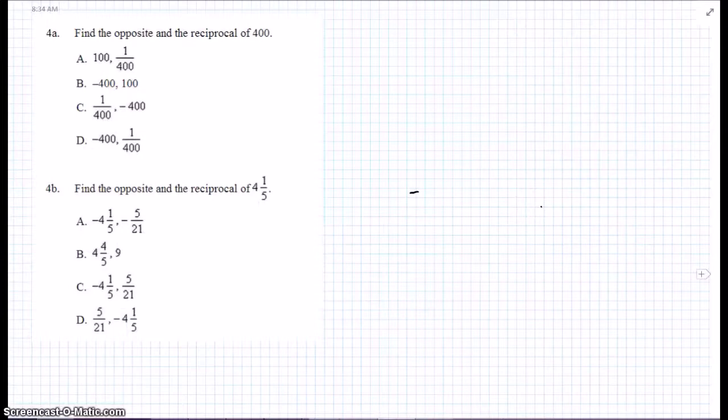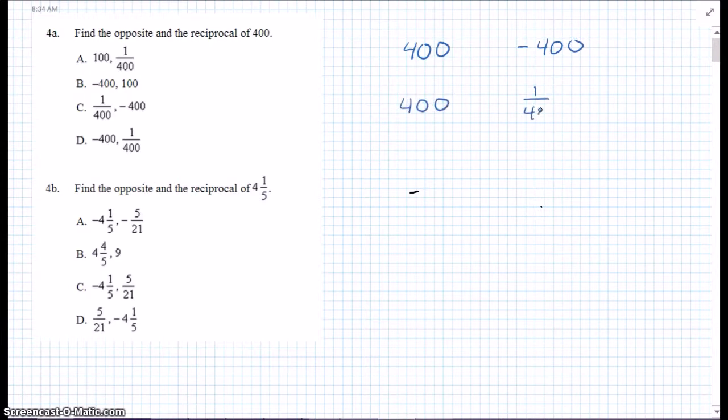Find the opposite and the reciprocal of 400. Well, let's look at 400. What's the opposite of 400? Negative 400. What's the reciprocal of 400? 1 over 400.